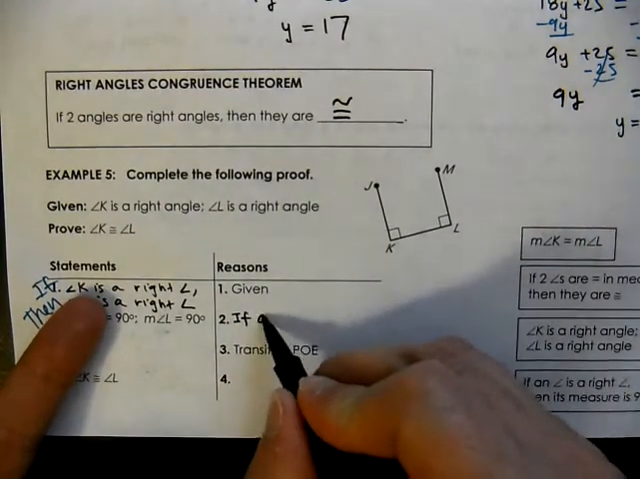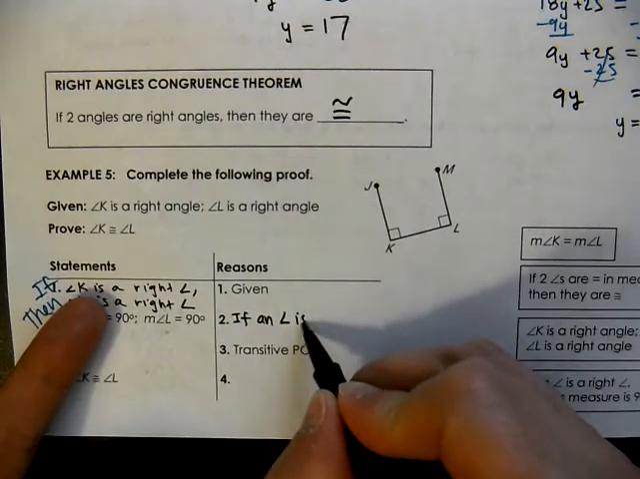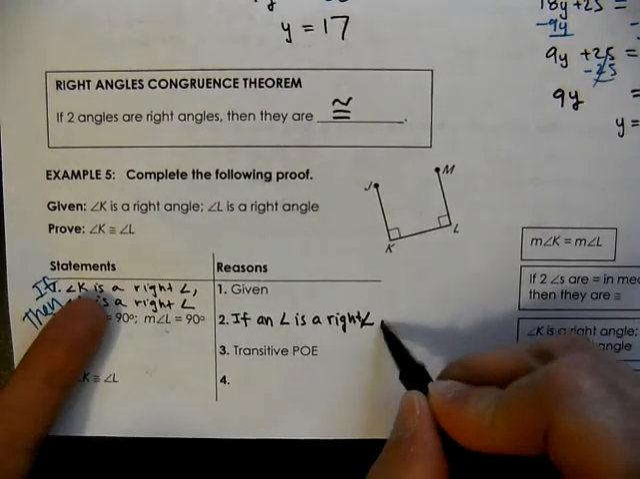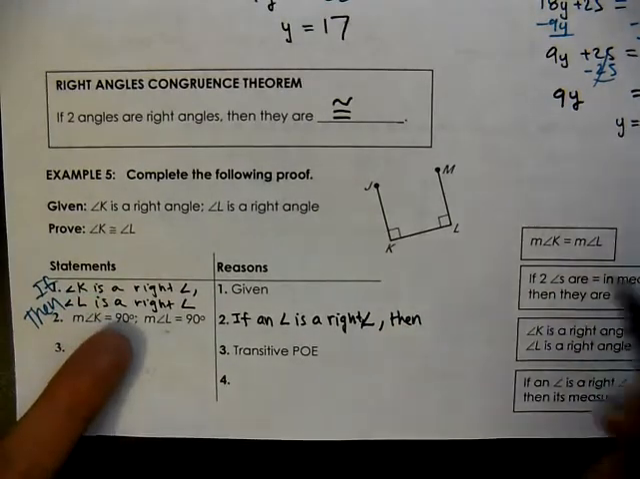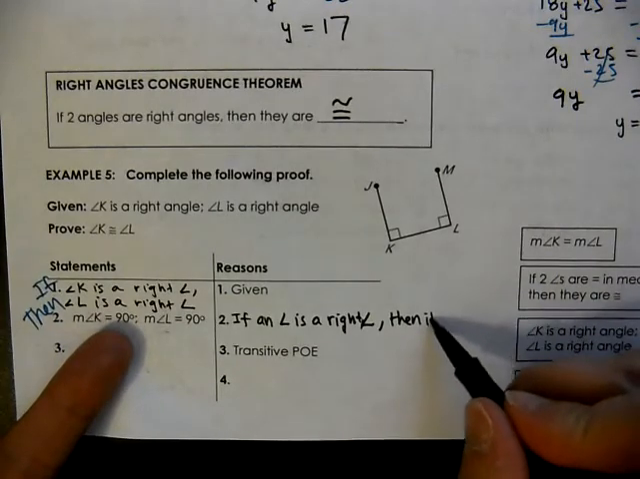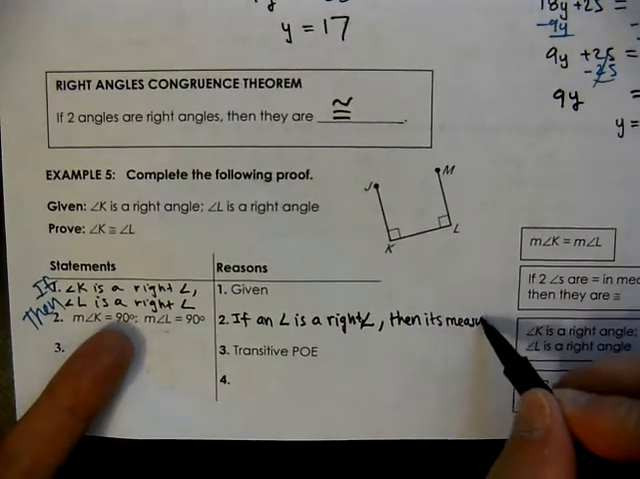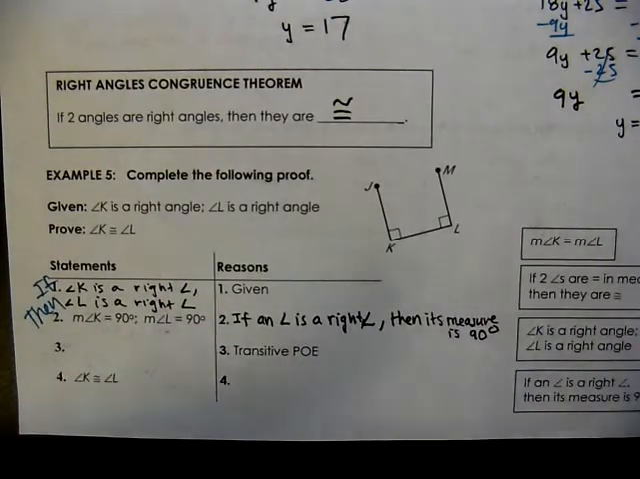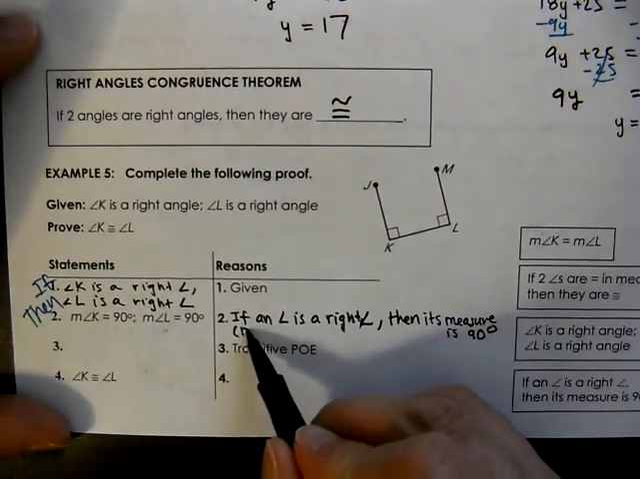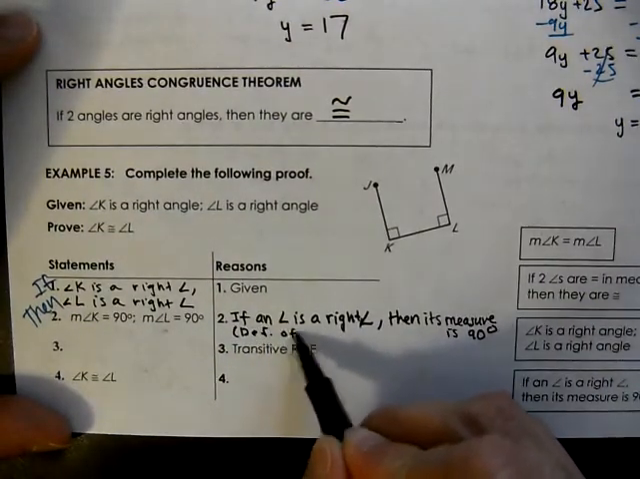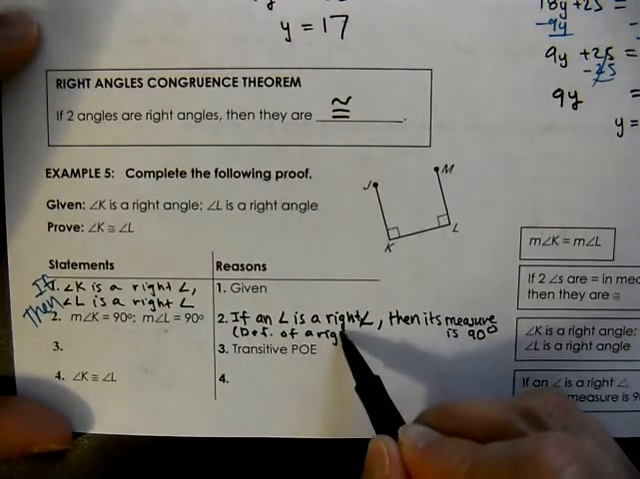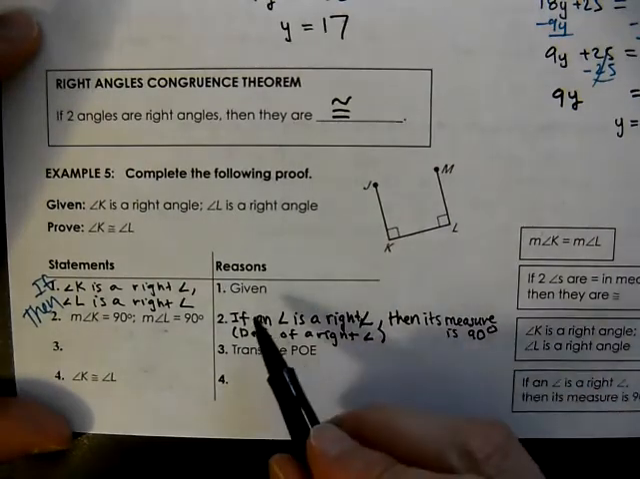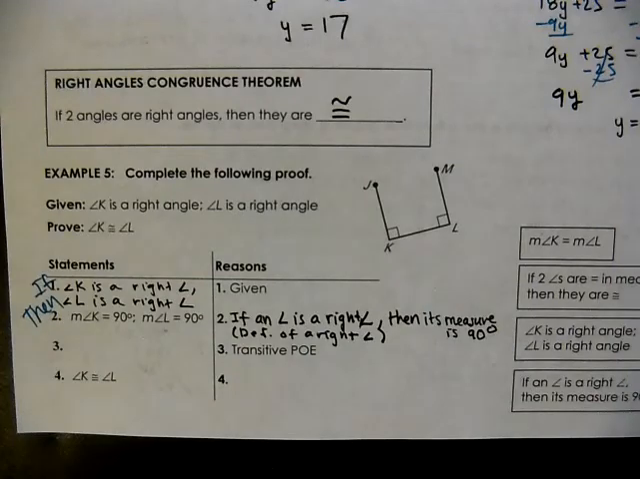If an angle is a right angle, then its measure is 90 degrees. So what we just described is in fact the definition of a right angle. So you could either write down the official name of this idea, or you could write down the if-then statement. We did both just so we could kind of see both in this case.